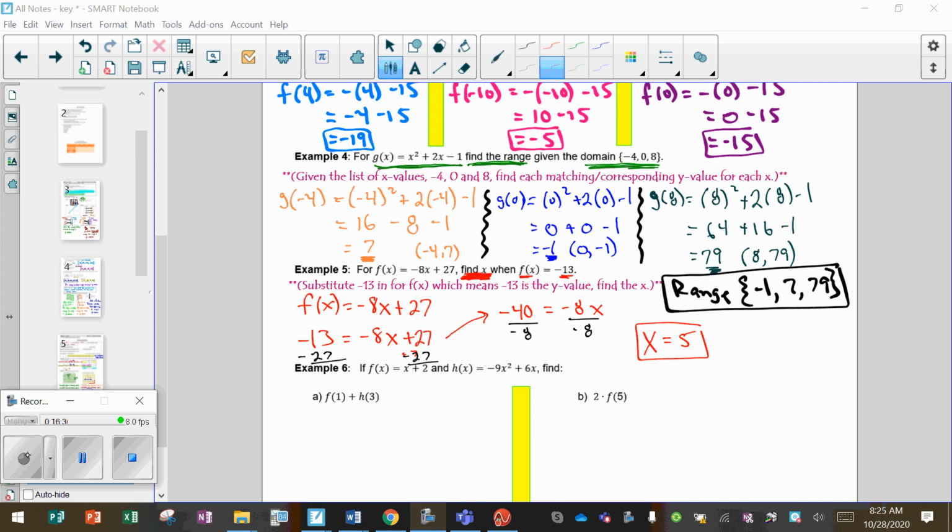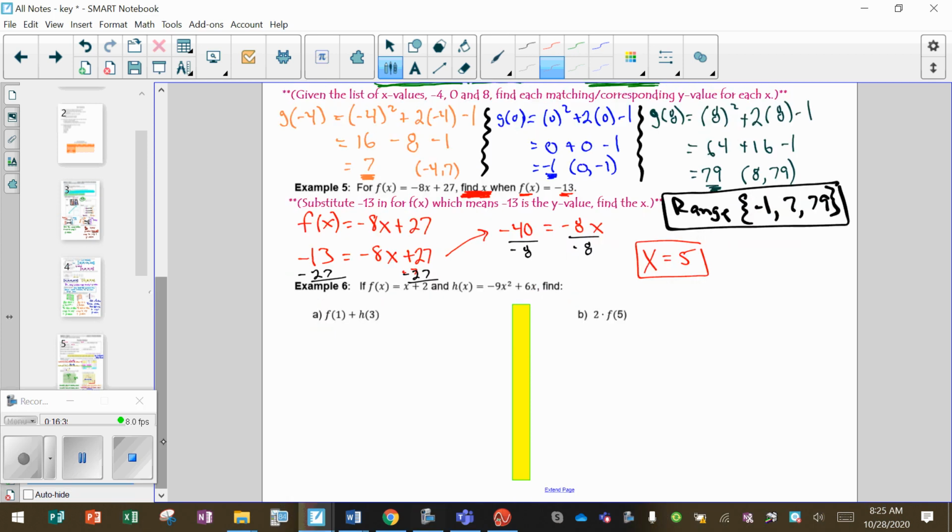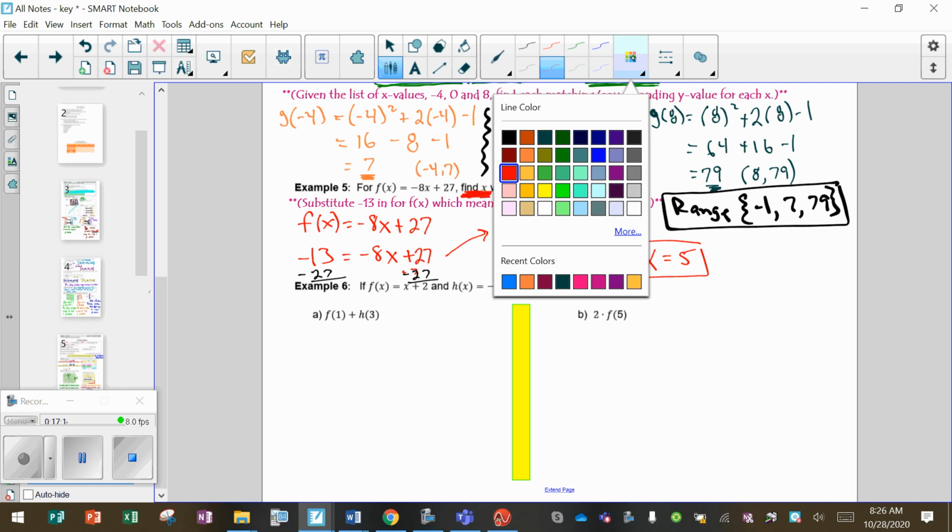So why don't we let you try this next one, the last one here. It says f of x equals x plus 2, and h of x equals negative 9x squared plus 6x. That's two different functions, two different equations. When you want to find f of 1 plus h of 3, plug 1 in for x into the f function, plug 3 in for x into the h function, and then when you're done, take those two numbers and add them together. So why don't you pause the video, take a minute or two, see what answer you get for that, then come back. Please. Go do it.